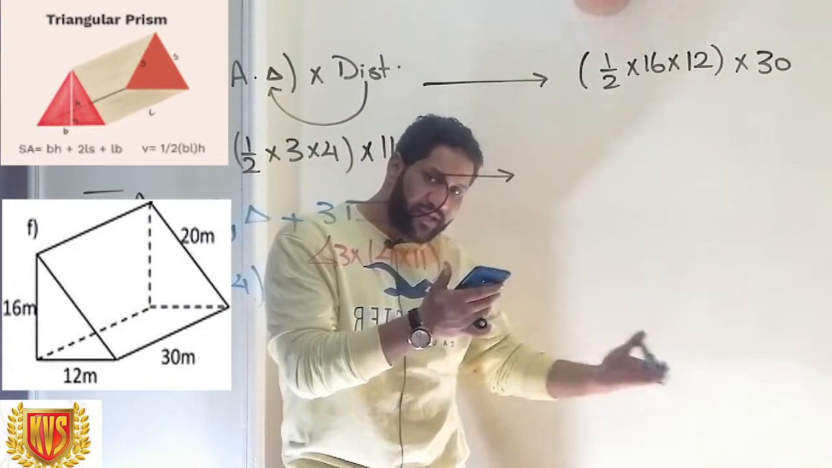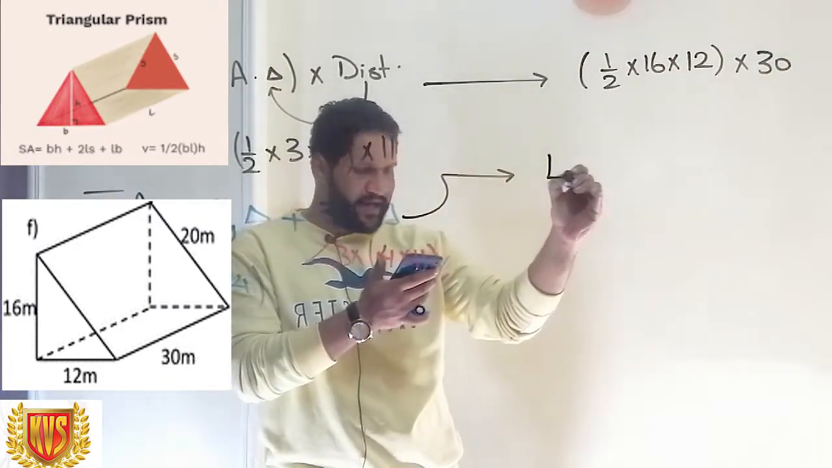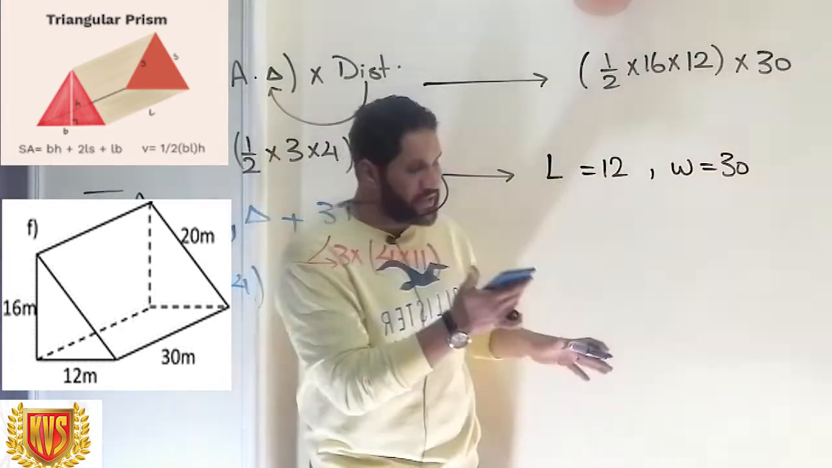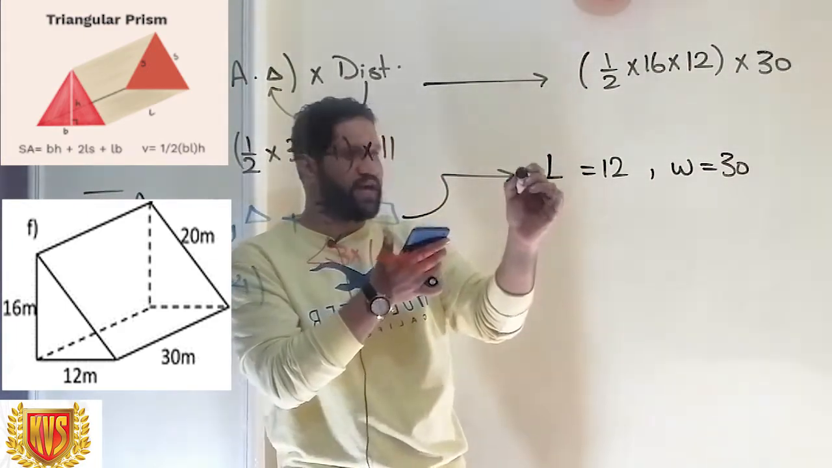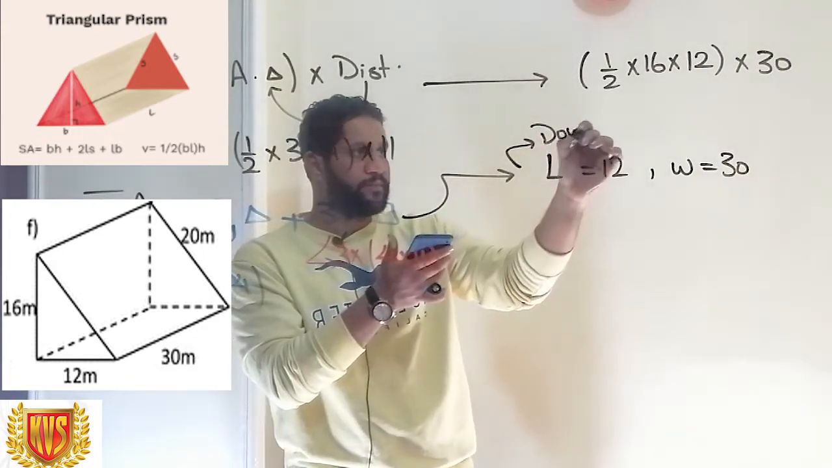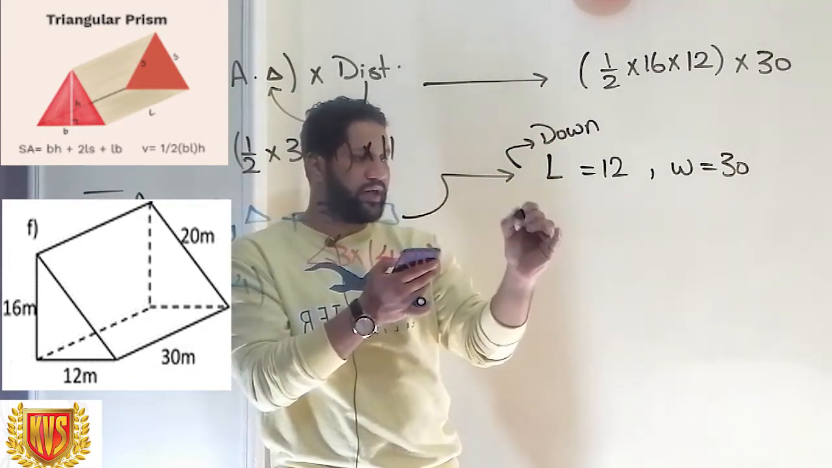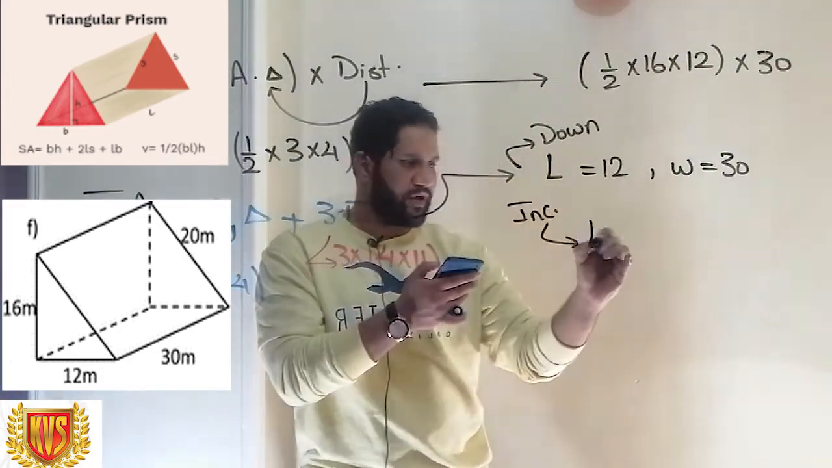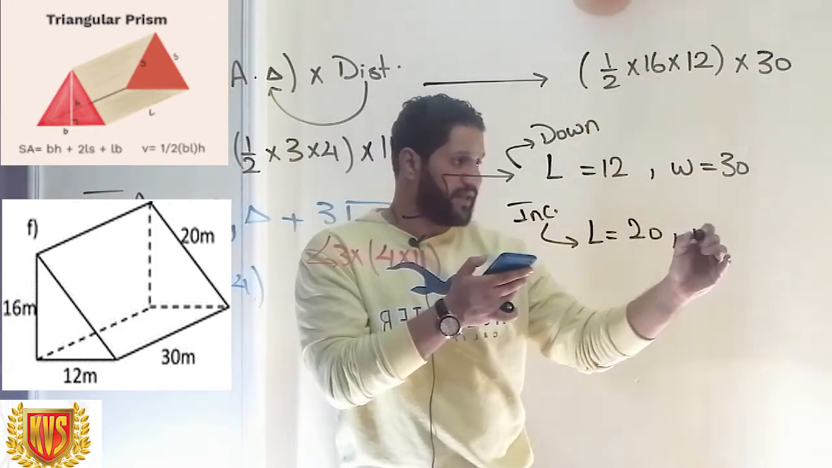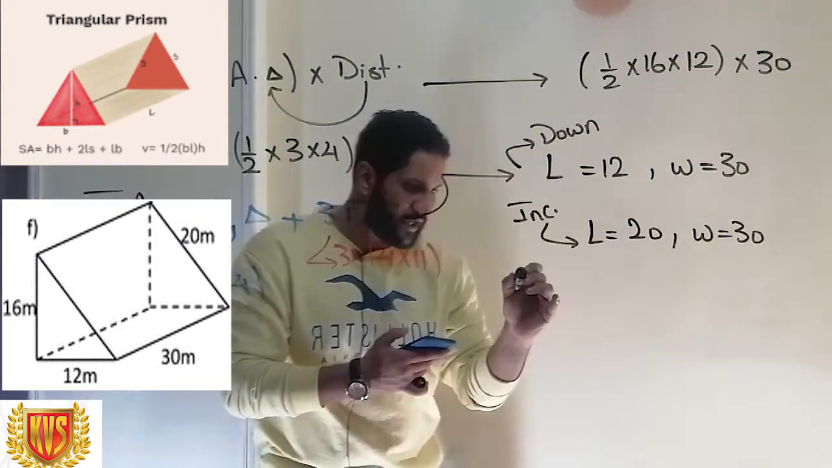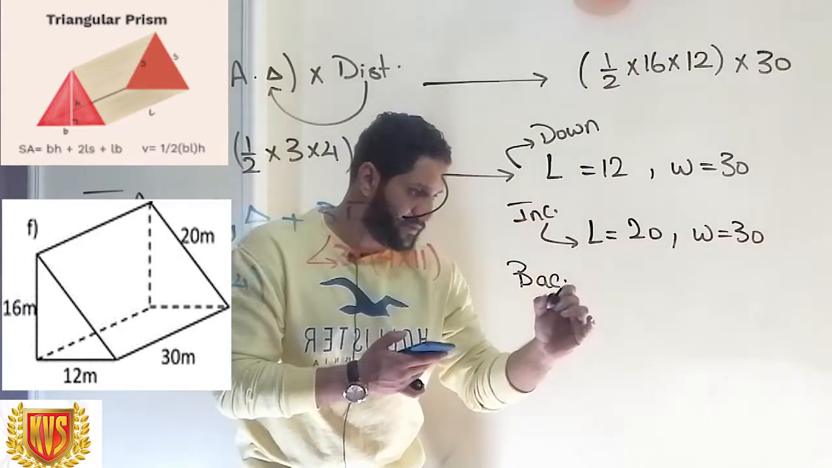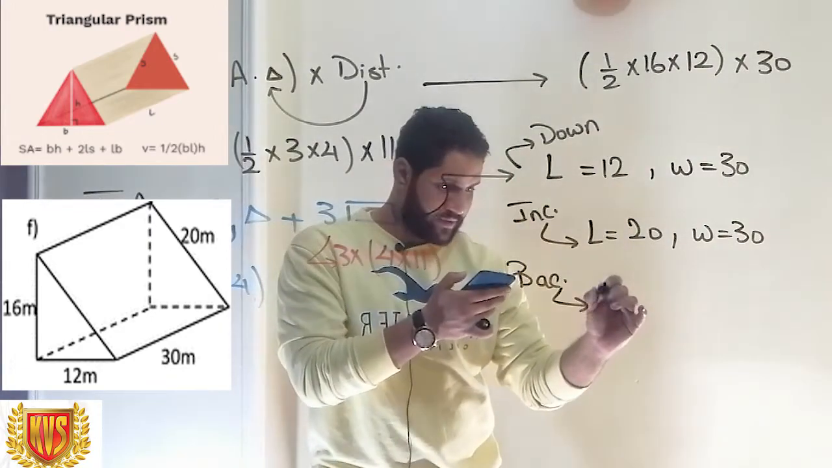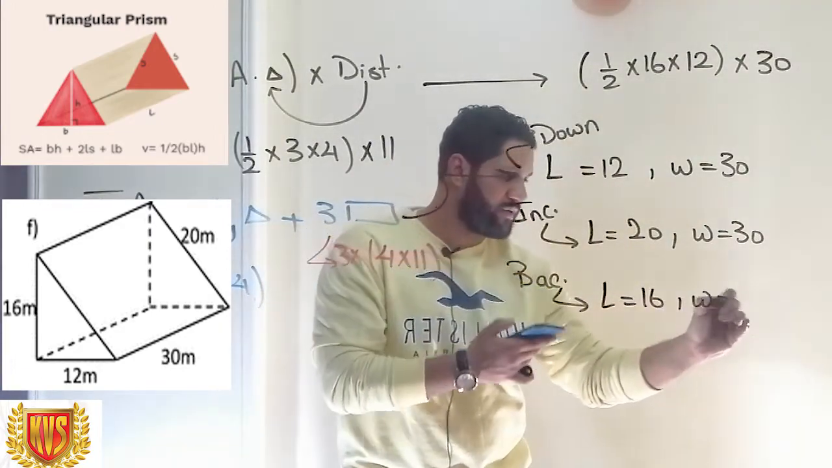If you look at the rectangle at the bottom, it consists of a length of 12 and a width of 30. If you look at the inclined one, I can see that it consists of a length of 20 and a width of 30. If you look at the rectangle at the back, it has a length of 16 and a width of 30.